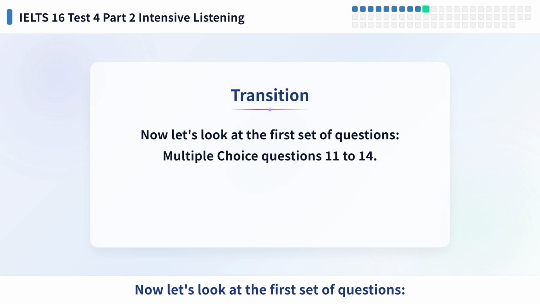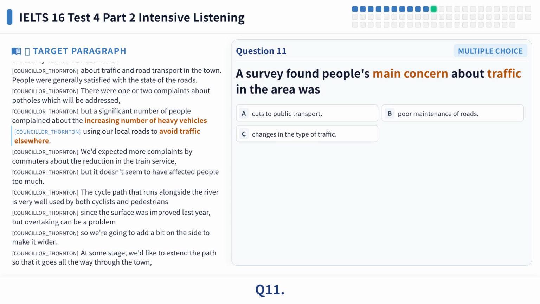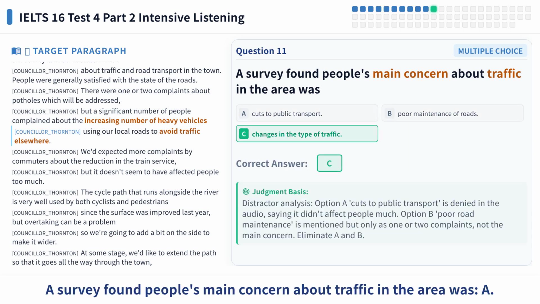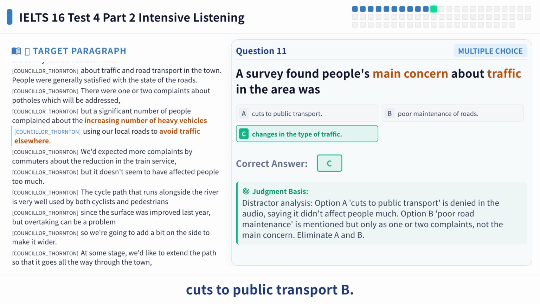Now let's look at the first set of questions. Multiple-choice questions 11 to 14. Q11. A survey found people's main concern about traffic in the area was A. Cuts to public transport, B. Poor maintenance of roads, C. An increase in heavy vehicles. Please pause the video and try it yourself.